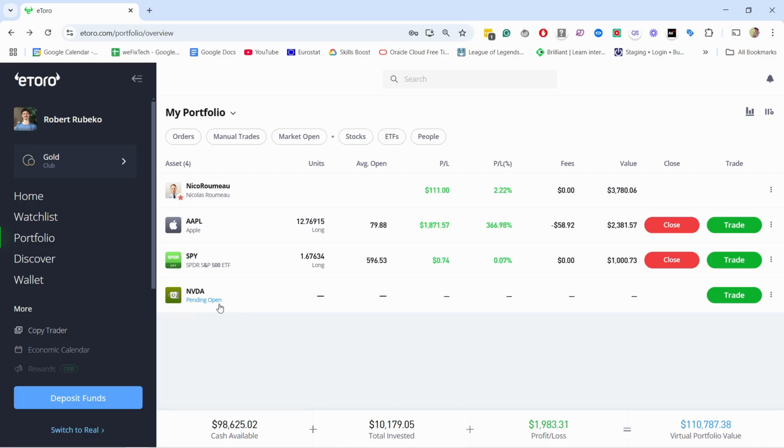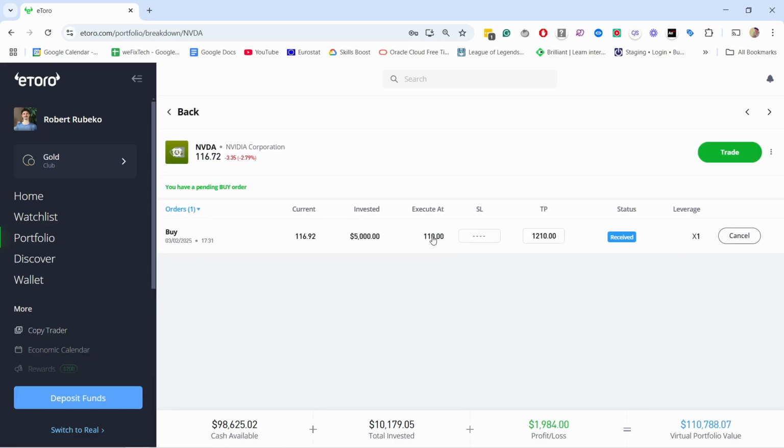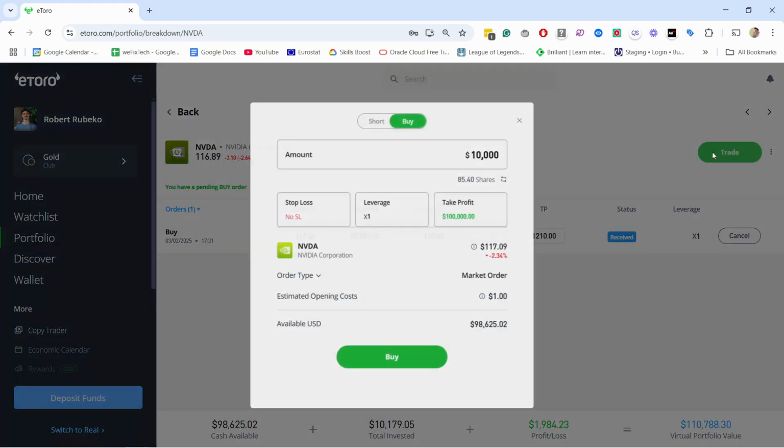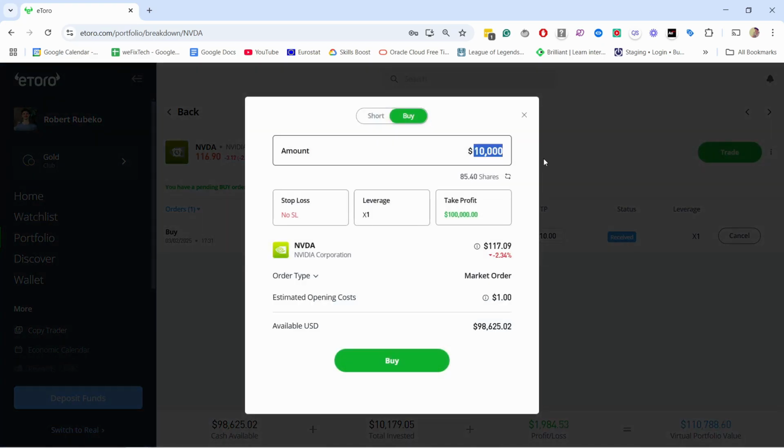And you notice here we have NVIDIA, which is just sitting there and waiting to be traded because we set a limit order of 110 and right now it's 116. So this trade will be sitting there until the price reaches 110 or lower. So let me quickly buy actual stock of this. Let's say I'm just going to buy it with 5,000. And this time I'm going to buy it with market order. So from here, market order, yes, buy.